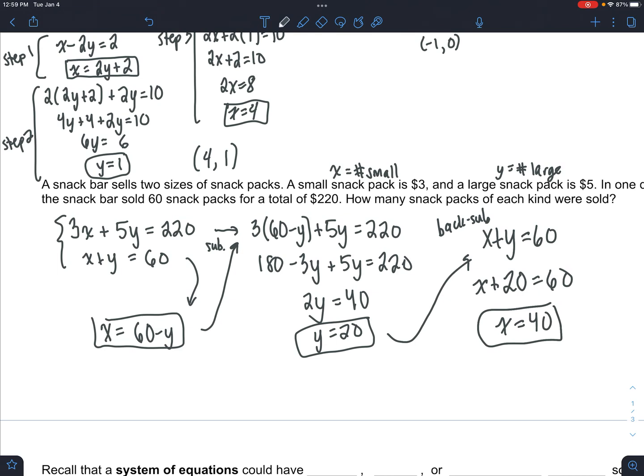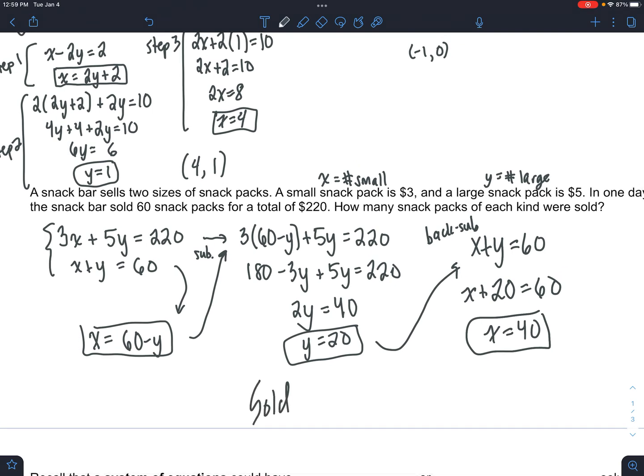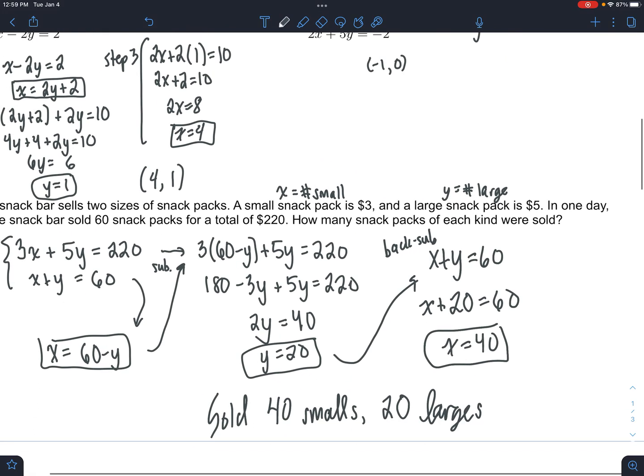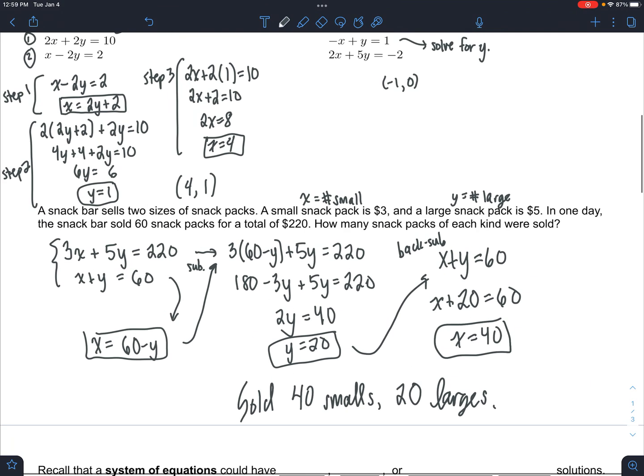Now, if you just kept it here, I don't know if someone like a 5th grader would know how many snack packs of each kind were sold. It just doesn't really communicate anything, honestly, to someone who's not involved in the math. So I would say you sold 40 smalls and 20 larges. Just write at least a bit of a sentence so I understand what you're talking about. Okay?